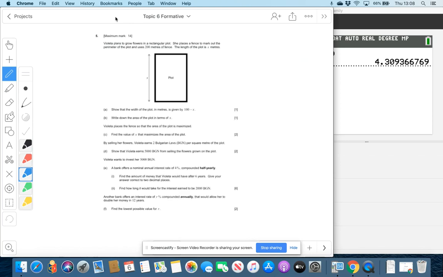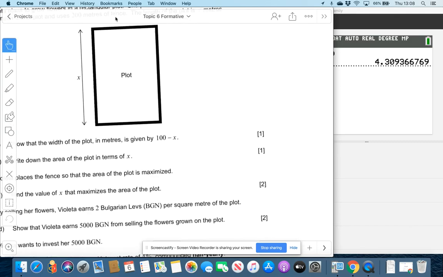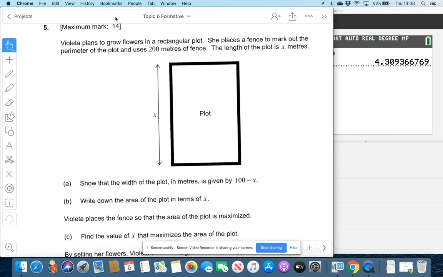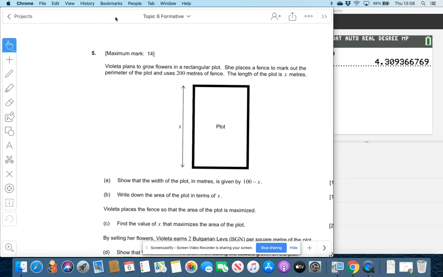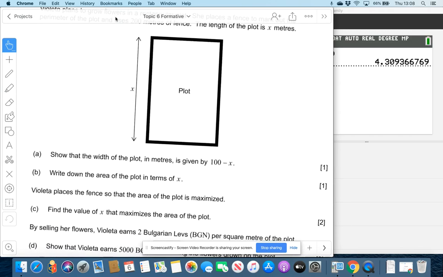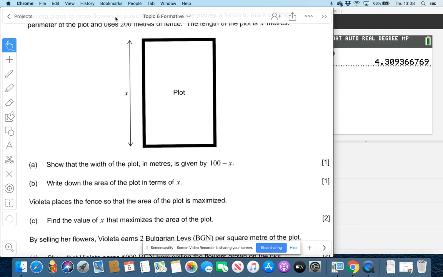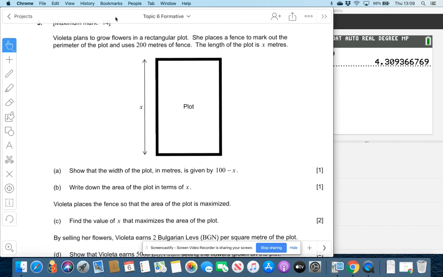Okay, the last question is Violetta is making a garden plot here that's rectangular. We're supposed to answer this on a different piece of paper, because it's a paper 2 question, 14 points. Show that the width of the plot in meters is given by 100 minus x. Well, you're given information up above that there's 200 meters total of fence, and the length of the plot, as we can see in the diagram, is x meters.